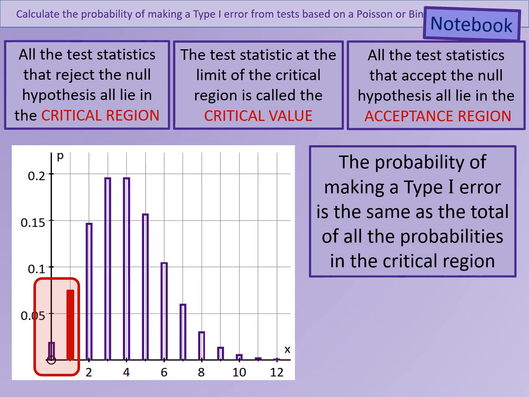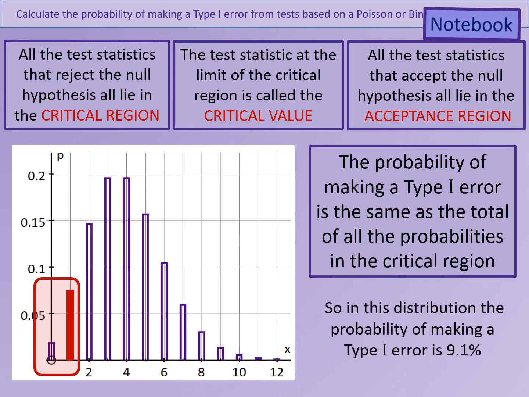The probability of making a type 1 error is the same as the total of all of the probabilities in the critical region. So for this test, the probability of making a type 1 error is 9.1%.